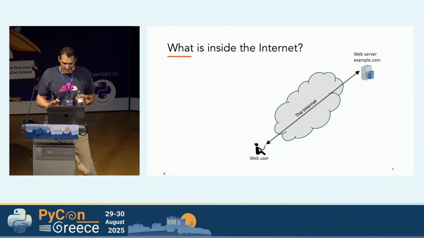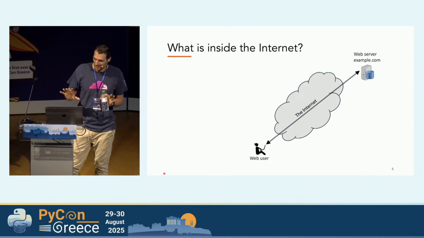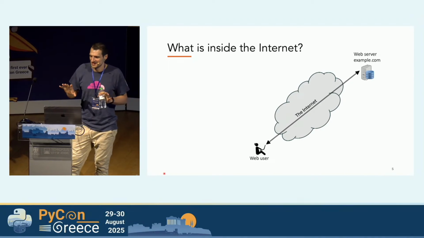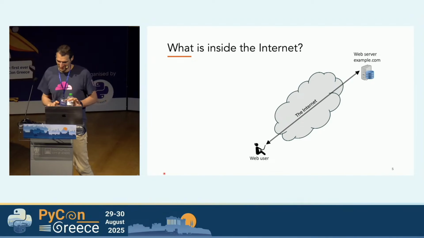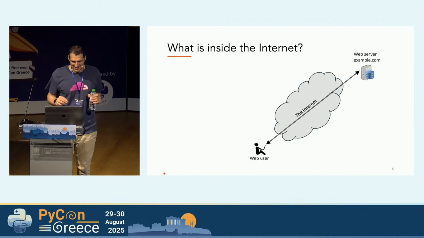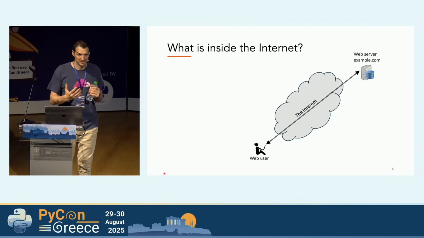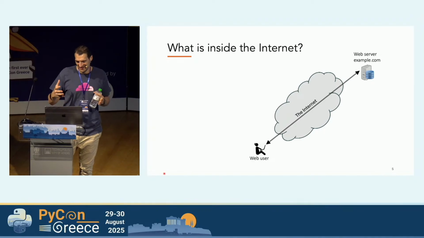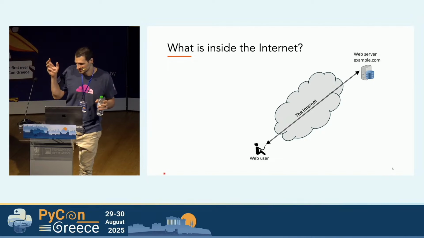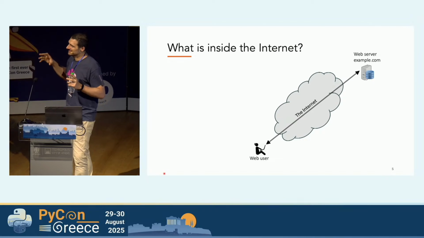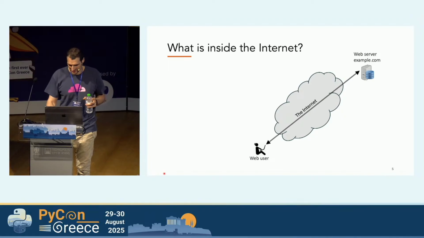So I'll start with a small background just to make sure that we are all on the same page, and then I'll go to the more Pythonic stuff. So what is inside the internet? When we say measure the internet, what am I referring to? Typically, you see some visualizations like that, where a user connects to a web server, and there is this abstract cloud. So what's inside this cloud?